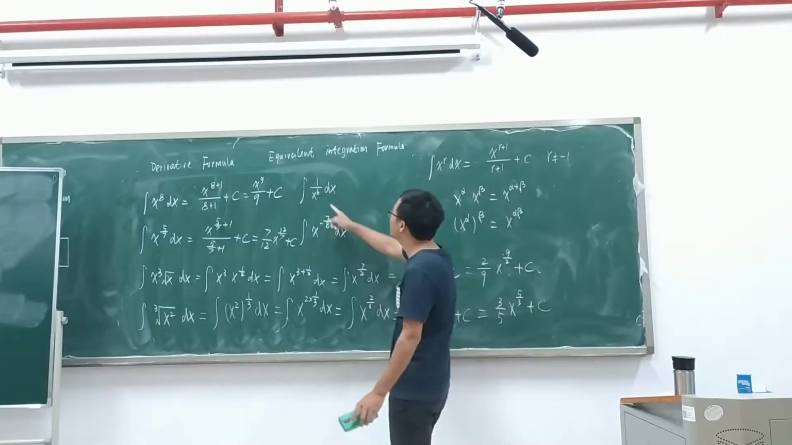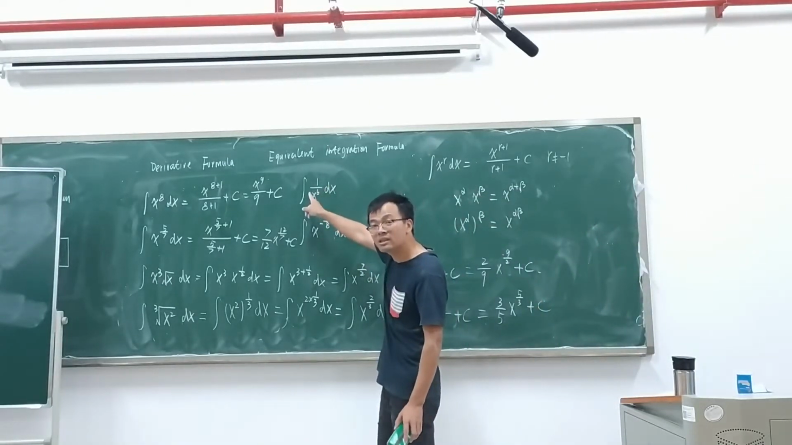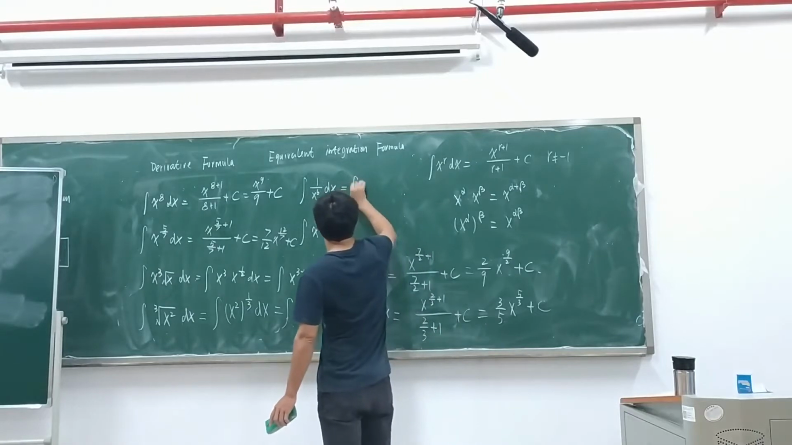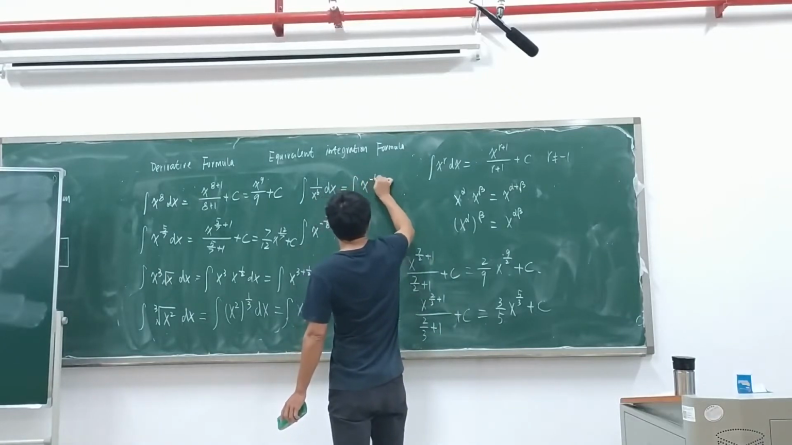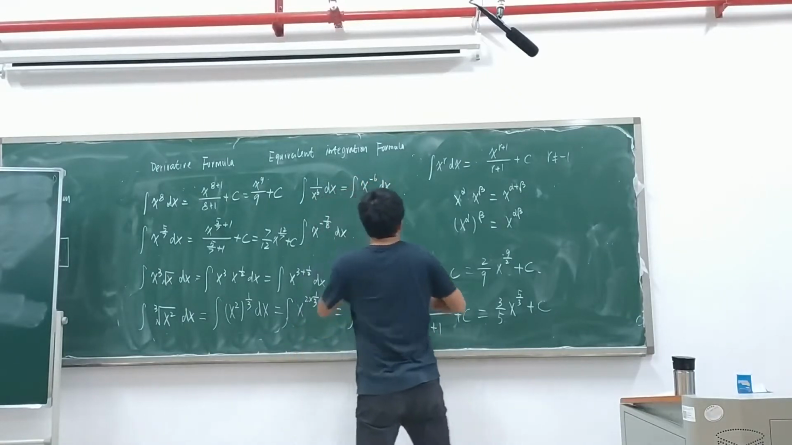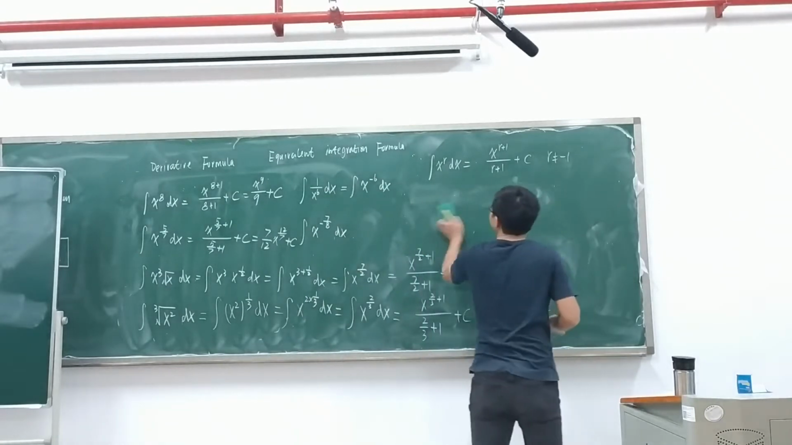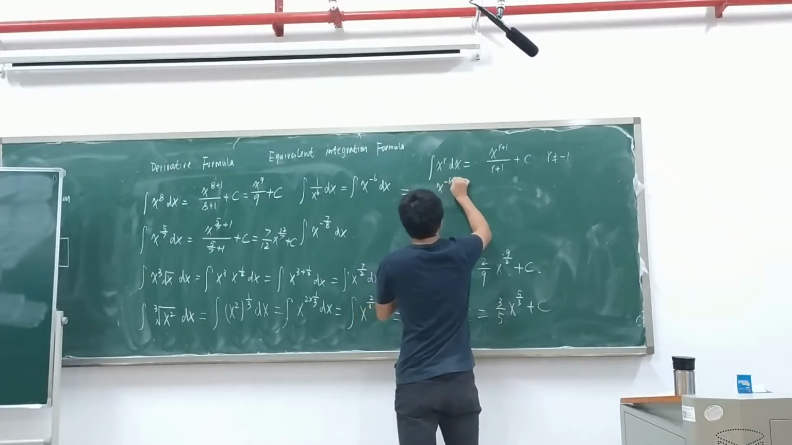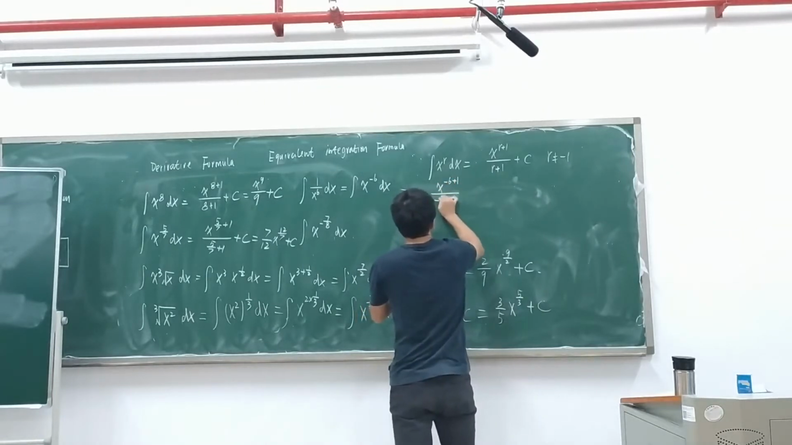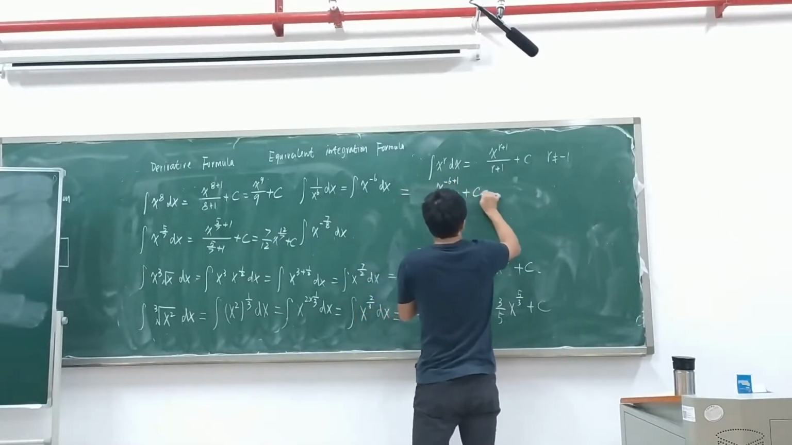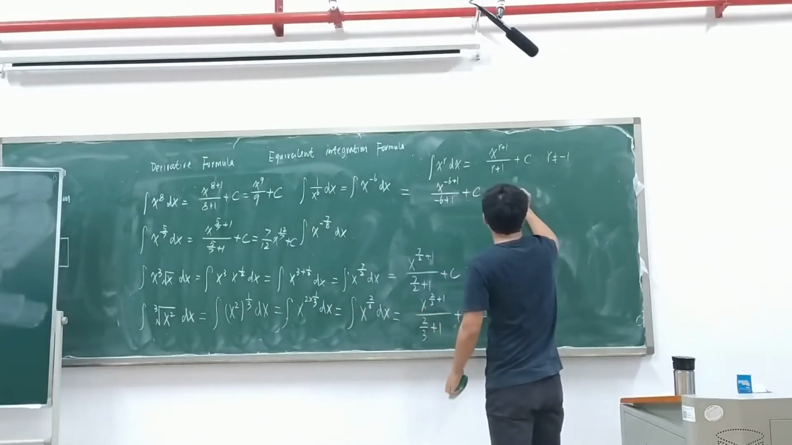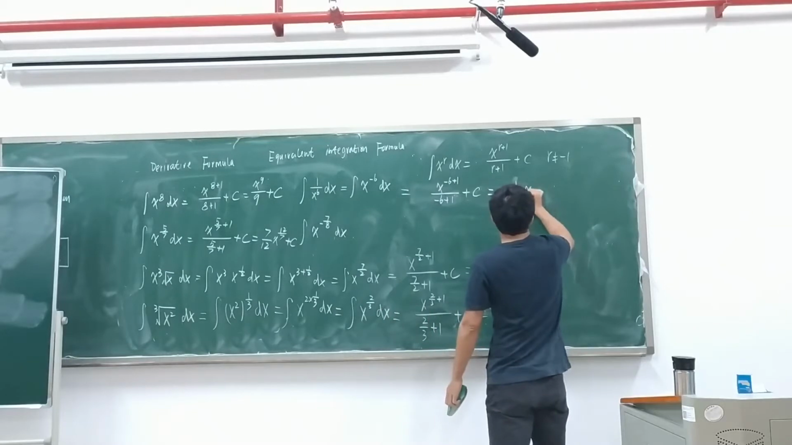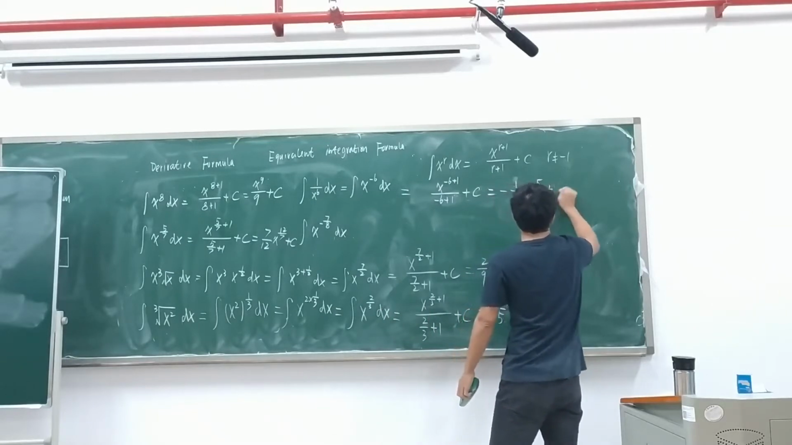And now for this one, 1 by x to the 6th power. We can rewrite it as x to the power minus 6. So here equals x to the minus 6 plus 1 divided by minus 6 plus 1 plus c. So equal to minus 1 by 5 x to the minus 5 power plus c.